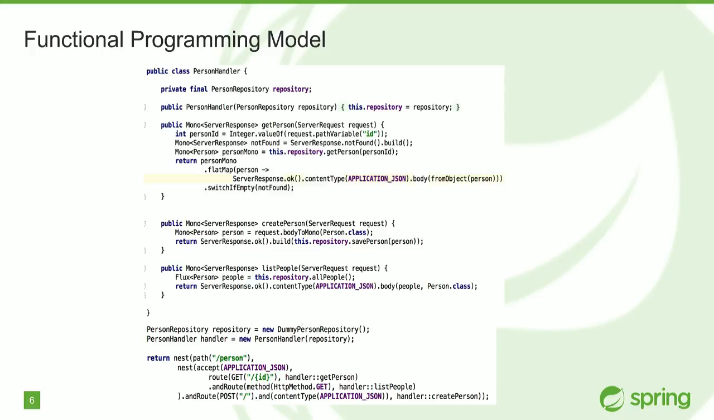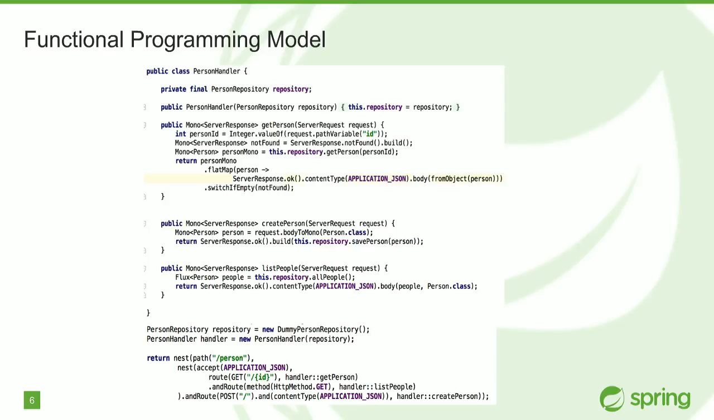So here we know that we get a stream of persons, we call that people, and then we return basically a server response where we say we want to have the OK status code 200, this particular content type JSON, and we want the body to consist of the flux of people.